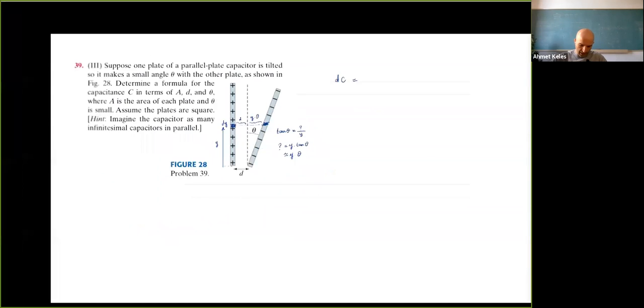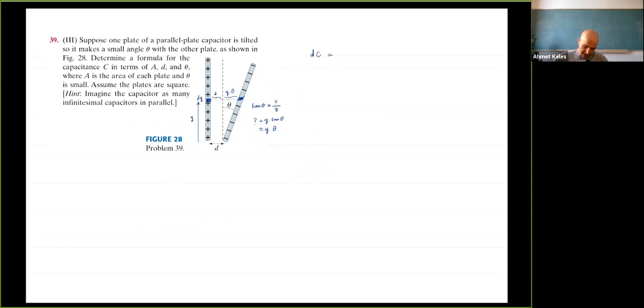Okay. So now let me write this. This thing is like epsilon naught. The area is dy times, let's call it L by L, dy times L, and this is equal to the little area divided by the distance, which is d plus y theta.